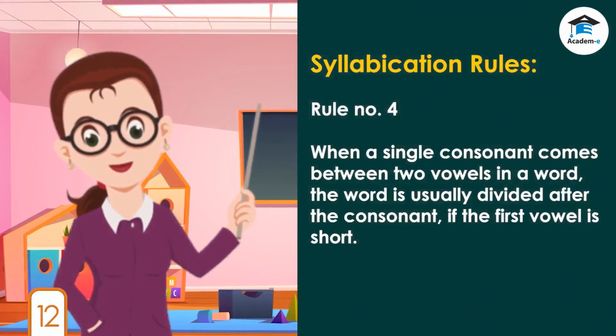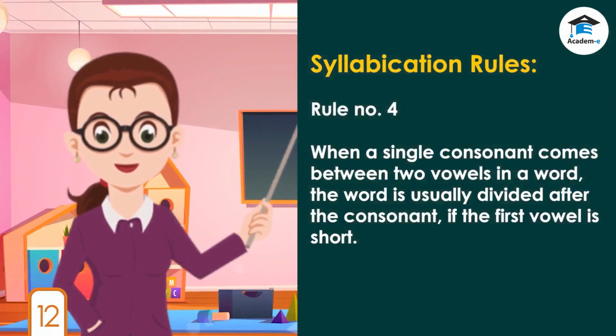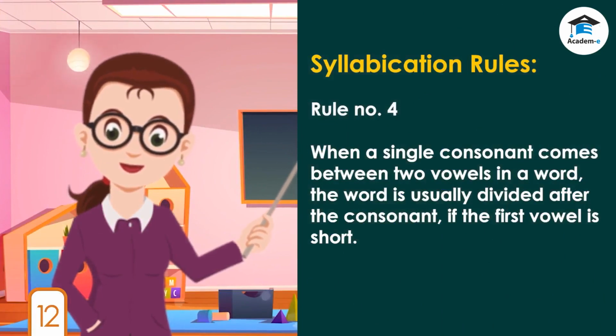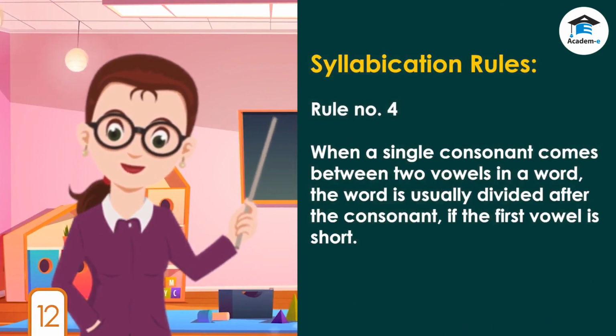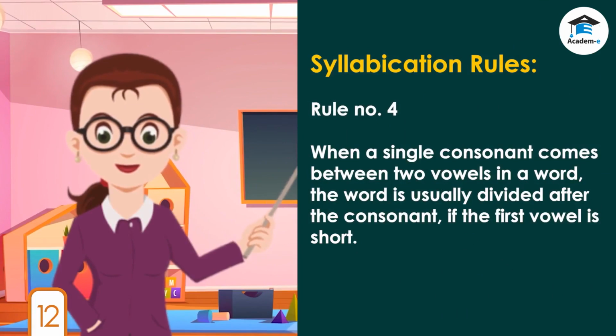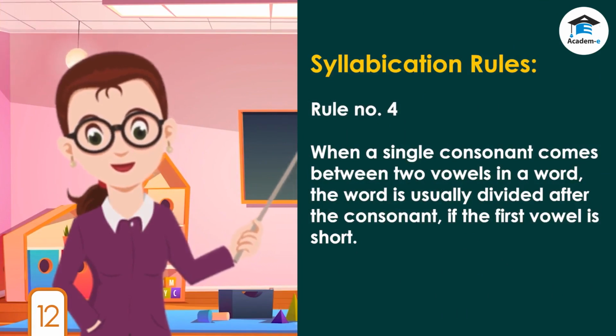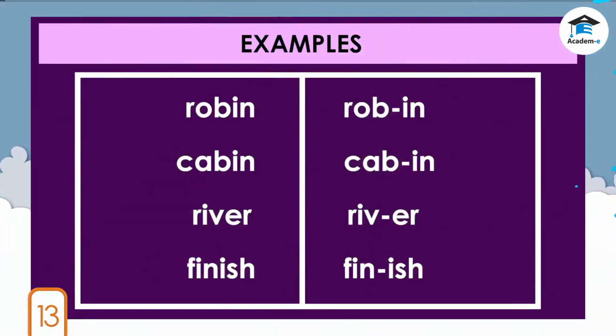Rule number 4. When a single consonant comes between two vowels in a word, the word is usually divided after the consonant, if the first vowel is short. Examples: robin, rob-in; cabin, cab-in; river, riv-er; finish, fin-ish.